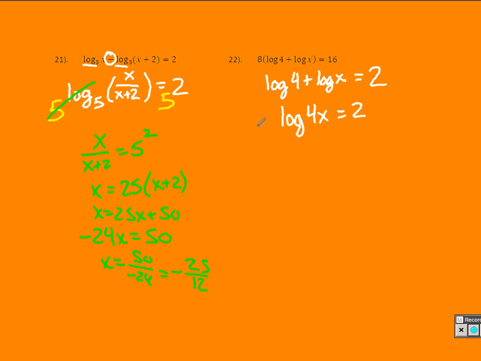There is no number here, that means we assume base 10, so I raise both sides from power of 10. I'll be left with 4x equals 10 squared, which is 100. That means, again, yes, 4x equals 100. X will equal 100 divided by 4, which is 25.